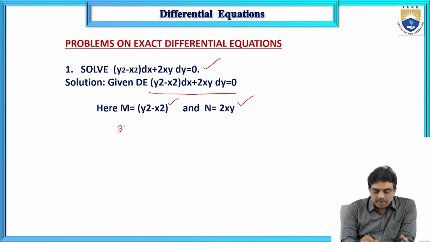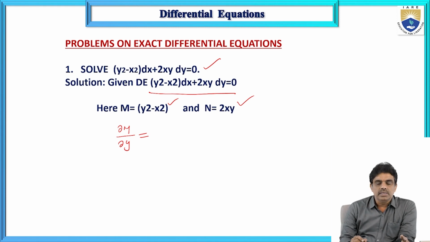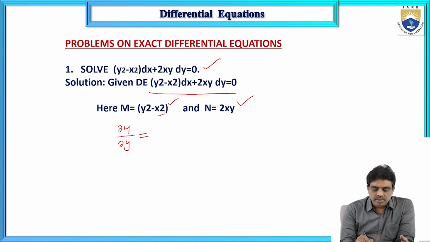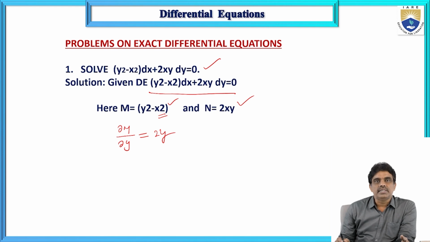Then what is ∂M/∂y? ∂M/∂y means the partial derivative of M with respect to y. With respect to y, we treat x terms as constants, and the second term's derivative is 0, so you will get only 2y. When you are differentiating partially with respect to y, the x terms are treated as constant terms. The entire x² term will be constant, and the derivative of that is 0.